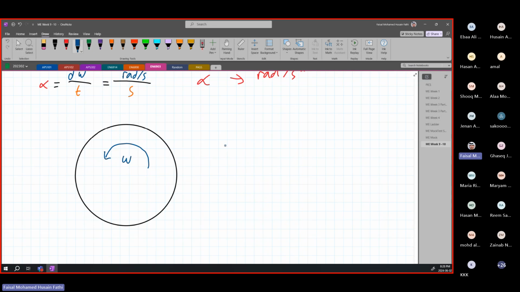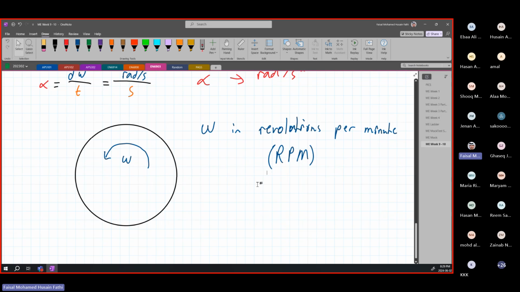Most of the time, when we're talking about angular velocity, we are talking about omega in revolutions per minute. I forgot how to spell revolution. All right, this is how we usually, or in short it is RPM. It's the same thing as the gauge in the car, which tells you how fast the engine or the belt is turning, the same idea as RPM. This is what is usually given for omega.